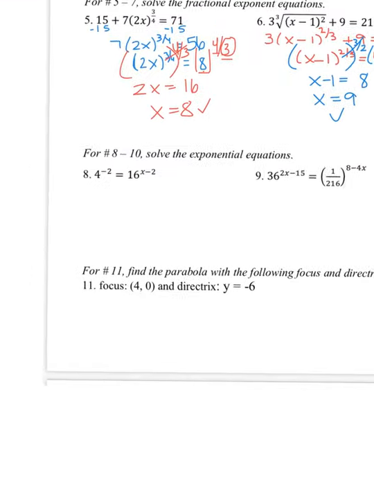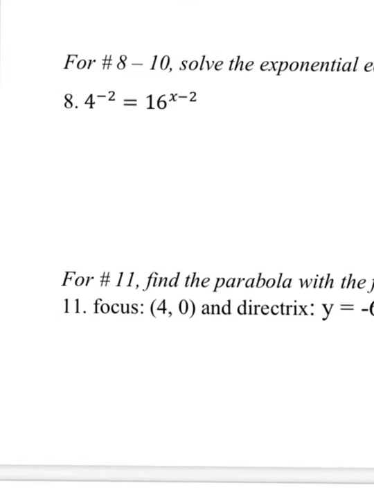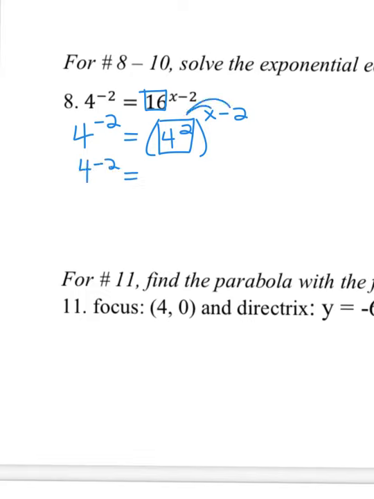All right, 8 through 10, this is what we were doing on Monday and Tuesday this week. So for number 8, you need a common base between the two of them. So 4 and 16, I can rewrite this 16 as 4 to the 2nd power raised to the x minus 2. So the only thing that I changed is I turn this 16 into 4 squared. And now I'm going to do my power to power. I multiply. So 4 to the negative second is equal to 4 raised to the 2x minus 4.